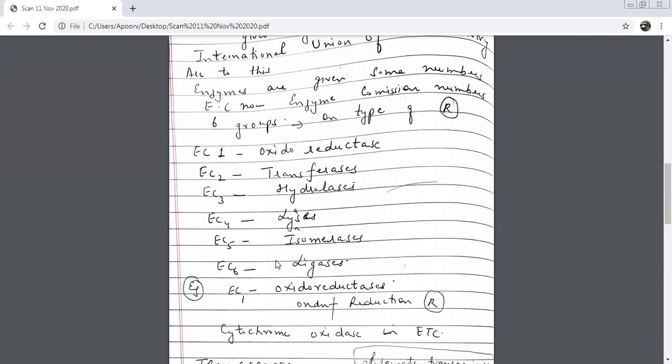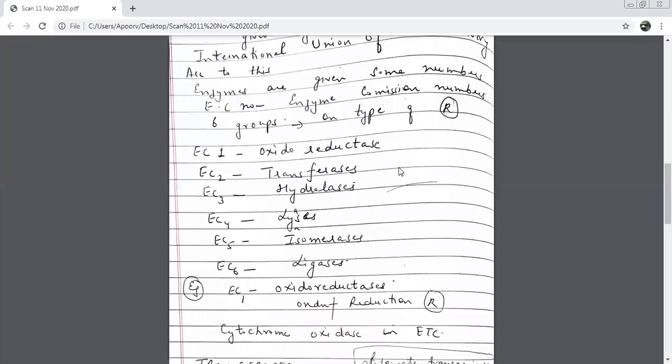Now I can give you a few examples one by one, one example of each. But first let's understand: how many commission numbers do we have? Six.